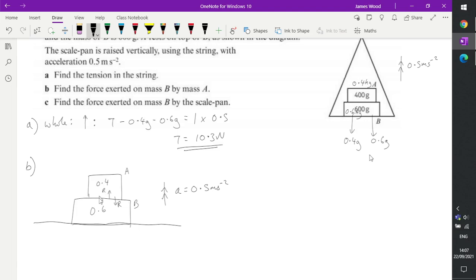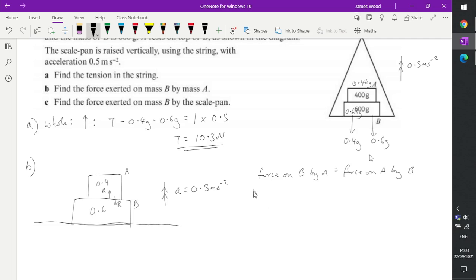So these two forces here, at the interface between A and B, are exactly the same. Because if they weren't, they'd either be pulling apart or they'd be crushing into each other. So that's an important thing to understand. So the force on B by A, which is this downwards R, is actually exactly the same as the force on A by B, which is the upwards R that I've put on here. Because if they weren't, then they'd be crushing each other or they'd be coming apart.